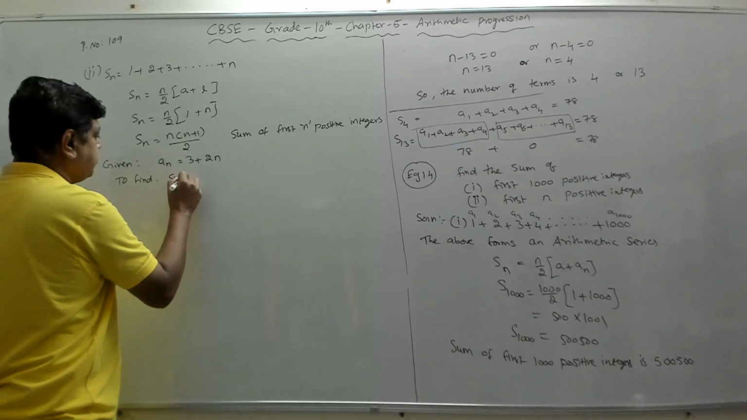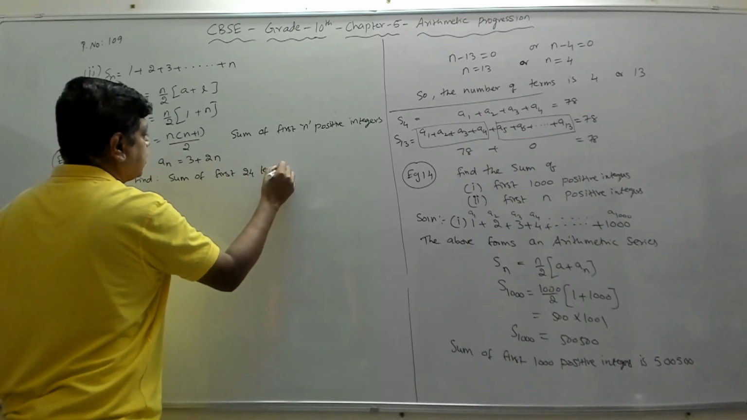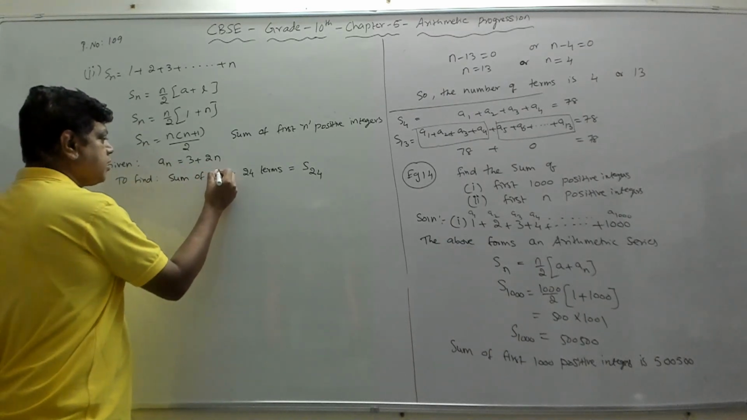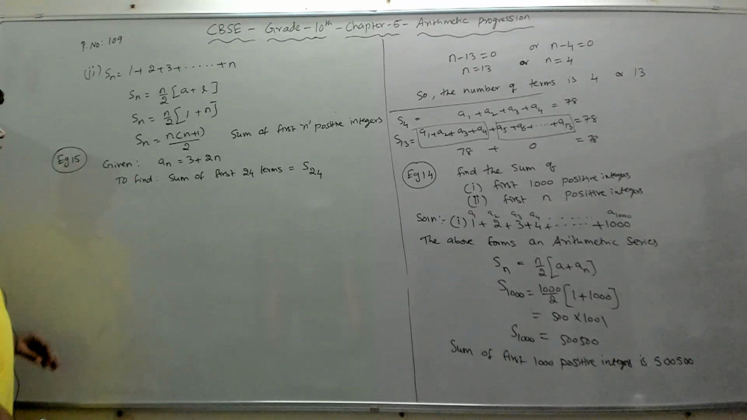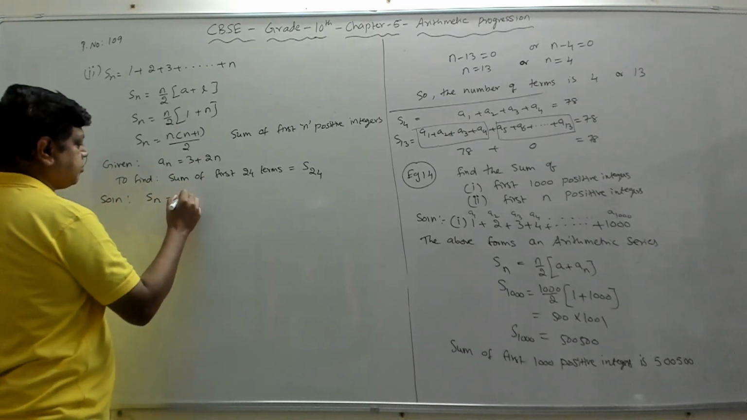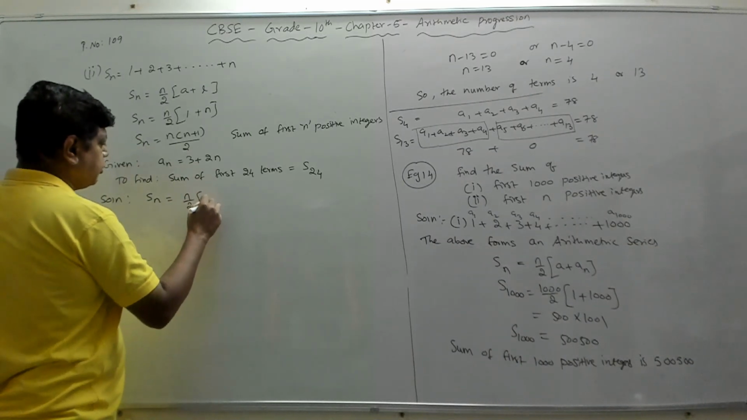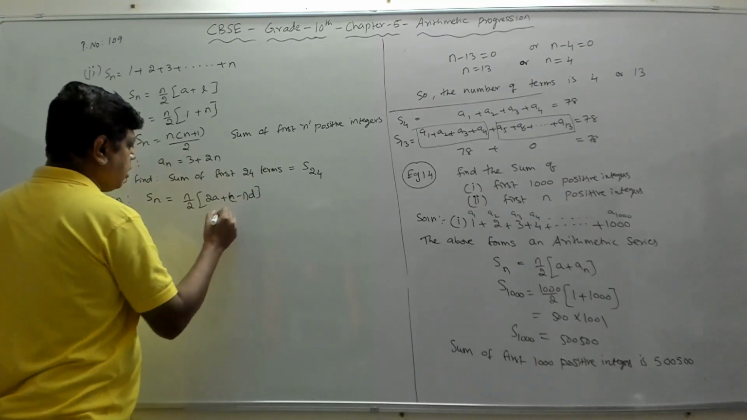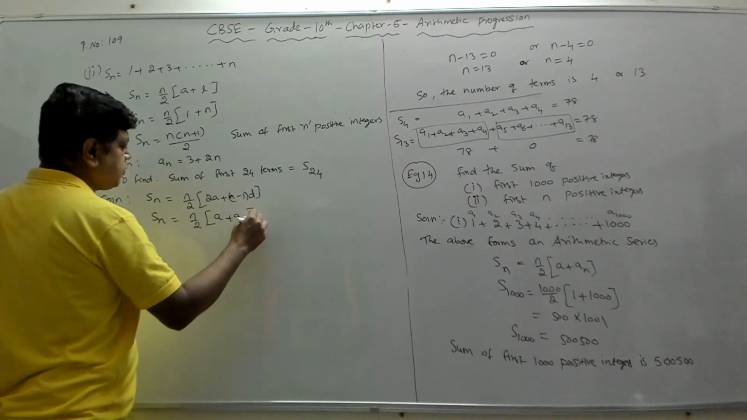Sum of the first 24 terms means S24 we have to find, right? And what is the formula for S24? So we'll go for the solution. We know Sn is n by 2 into 2a plus n minus 1 into d. Either we can use this formula or we can use Sn equal to n by 2 into a plus an. Any one of the formulas we can use here.